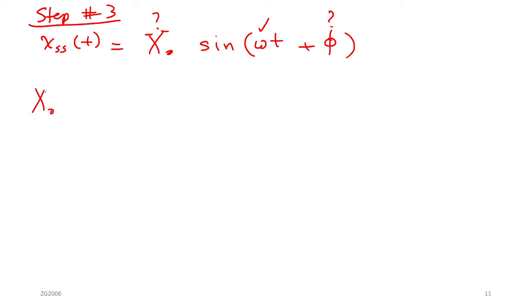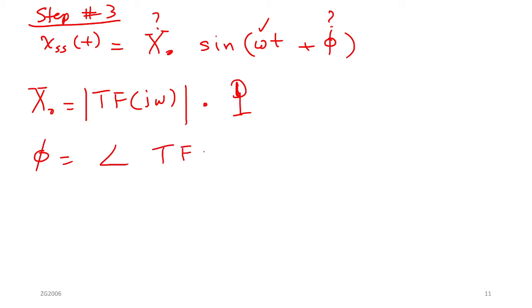How are we going to find X naught? It's going to be again the magnitude of the sinusoidal transfer function multiplied by the magnitude of the input P. This is capital. And the phase will be the same as the phase of the sinusoidal transfer function. How are we going to find this one and this one? I will show you.